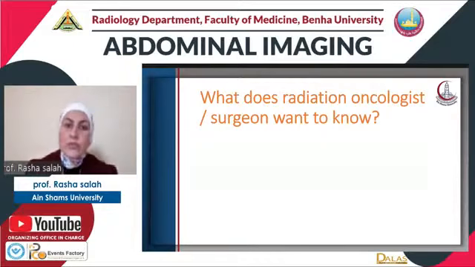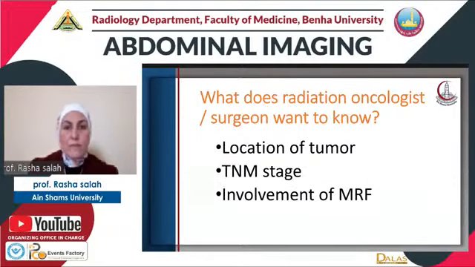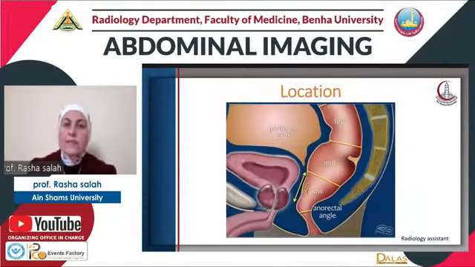So what we should include in our report: the location of the tumor, the TNM stage, and the involvement of the mesorectal fascia. Let's start with the location of the tumor. As we mentioned earlier, the rectum is about 15 centimeters in length. It starts from the anorectal junction below and extends superiorly till the sacral promontory at the rectosigmoid junction. The rectum is divided into three major zones: the low rectum, mid rectum, and high rectum.